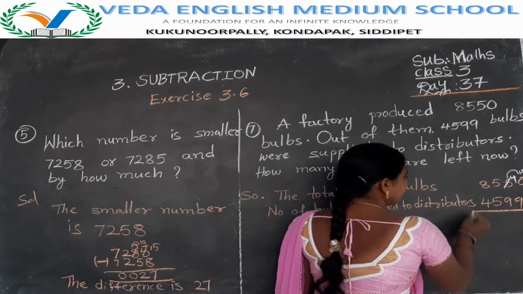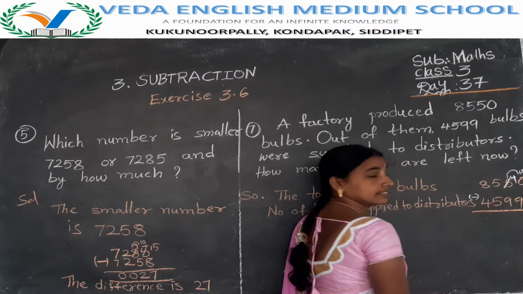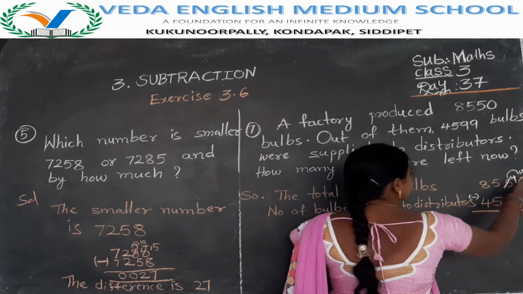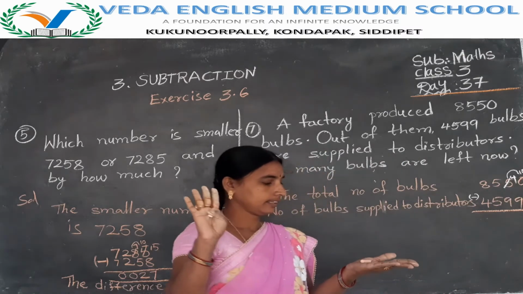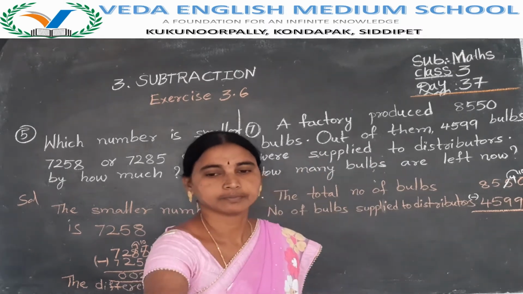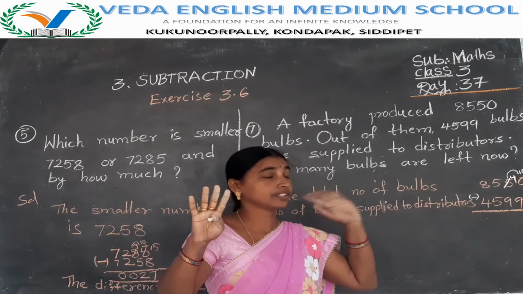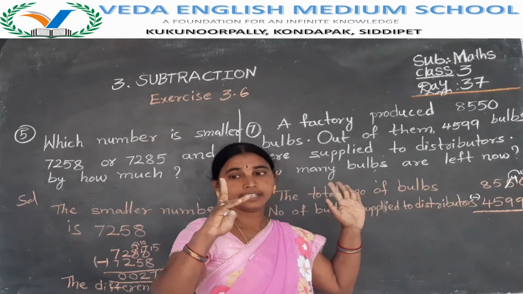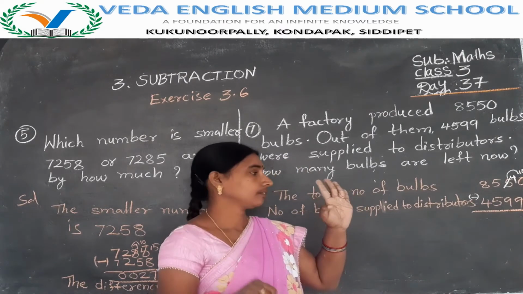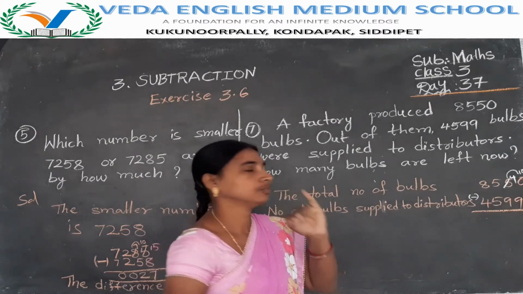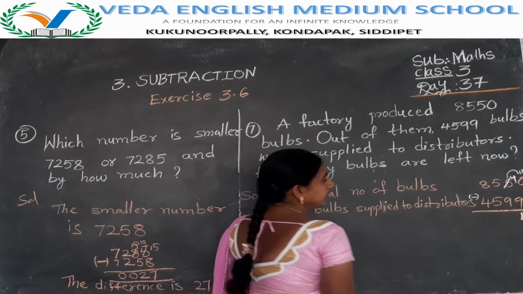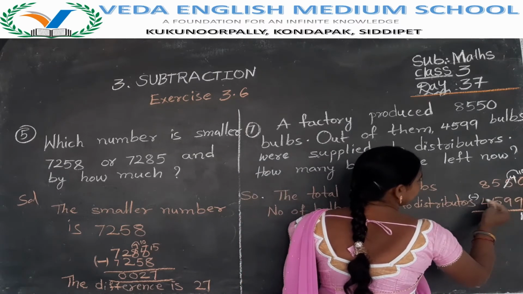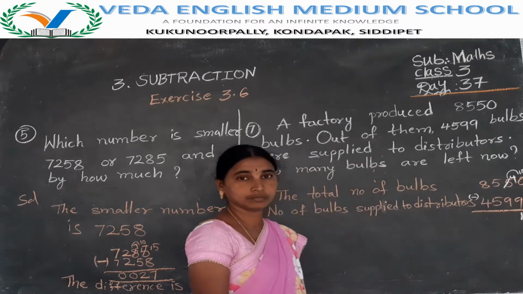10 minus 9. Here 10, here 9. Backward counting. I take 9 fingers. The backward counting: 9, 8, 7, 6, 5, 4, 3, 2, 1. So now here 1. See Nana, is 4 minus 9 possible?